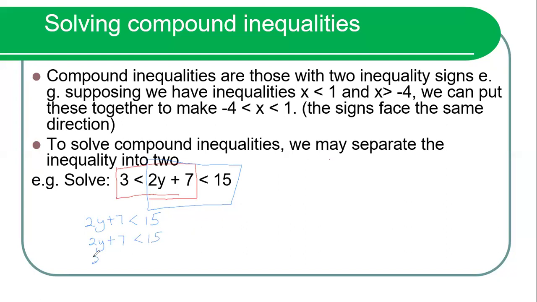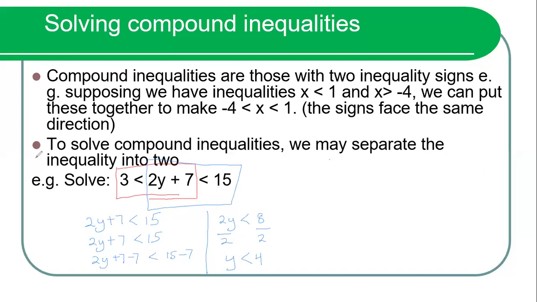So what will I have? I'll have 2y plus 7 minus 7 is less than 15 minus 7. So this will yield 2y is less than, when you get 15 minus 7, you'll end up with 8. Meaning that now you're going to divide by 2, divide by 2. So your y will be less than 4.